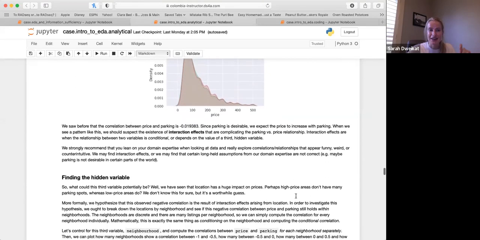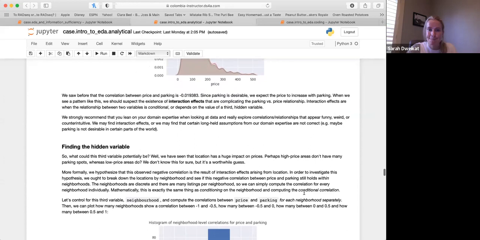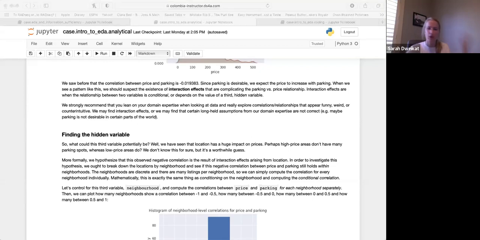So we want to find this hidden variable, something that might actually be influencing this more that we just haven't seen because we aren't looking at our data in a very granular way quite yet. We're looking at the whole data set for New York as a whole. That's also what this statement makes here, that you should really look at your domain experience. Think about your data, use your own knowledge to question, why might it be this way? Why are we seeing this? What else could I do to my data to probe this a little bit more?